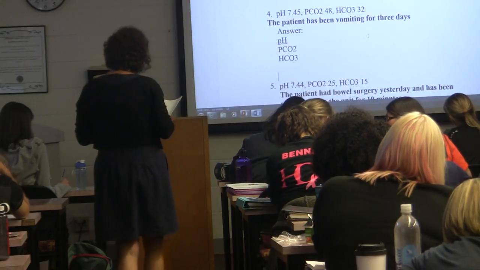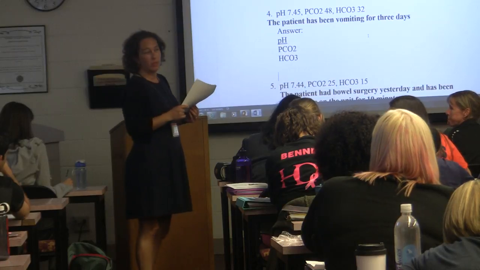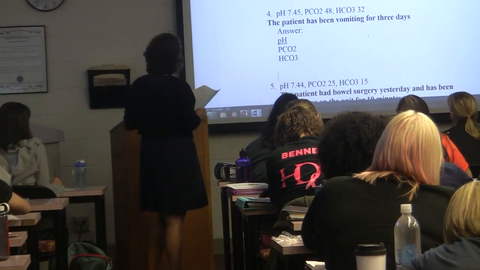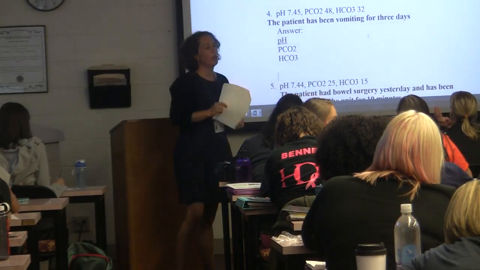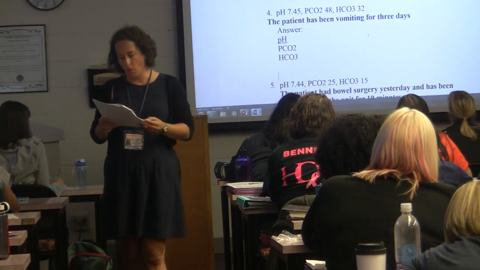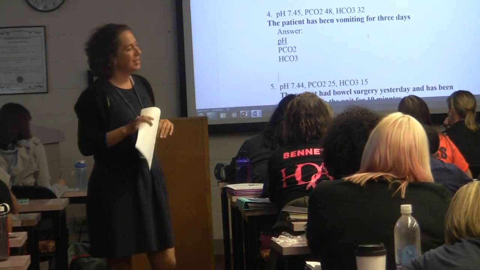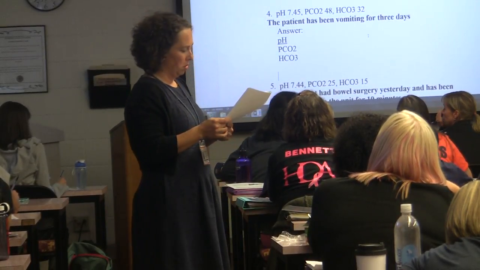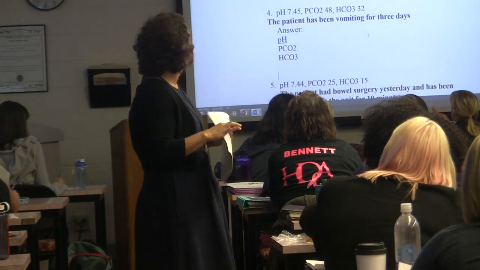The pH is 7.45. I'm sorry? Normal. The PCO2 is 48. Okay. And the bicarb is 32, which is also high. Okay. So, and you have a little hint up there about what might be going on. So what state are they in? Okay. I hear metabolic, I hear alkalosis. Are they compensated or uncompensated? How do you know?